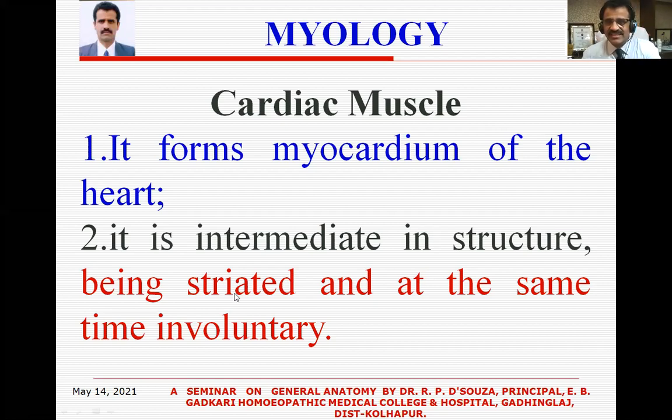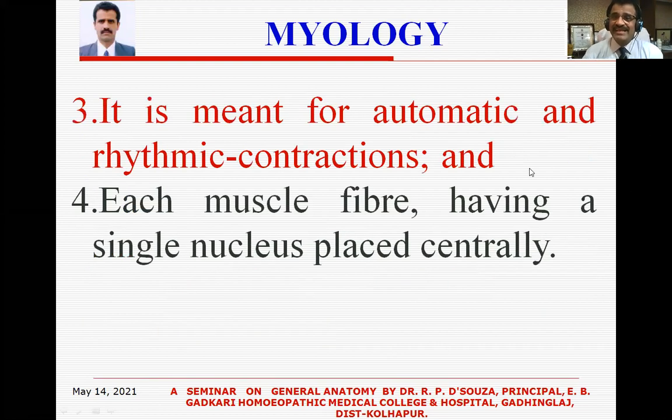So just like skeletal muscle, and at the same time it is involuntary like smooth muscle. So it is intermediate in structure. It is made for automatic and rhythmic contraction. Automatic means involuntary. The heart keeps on beating involuntarily, and rhythmic means in a typical rhythm, in heartbeats, you know how the heart beats.